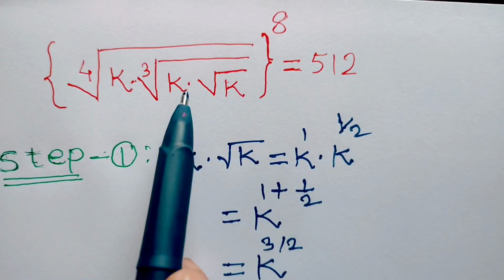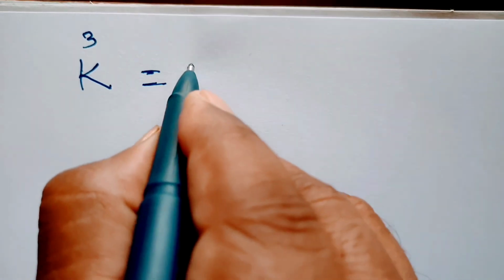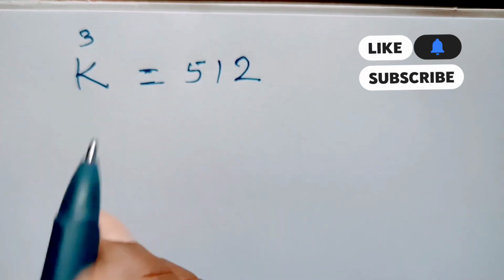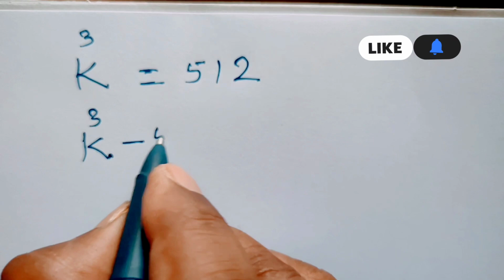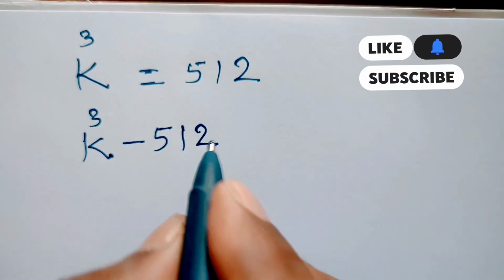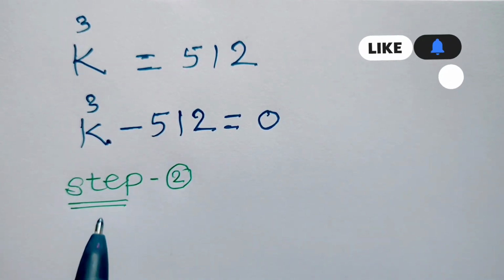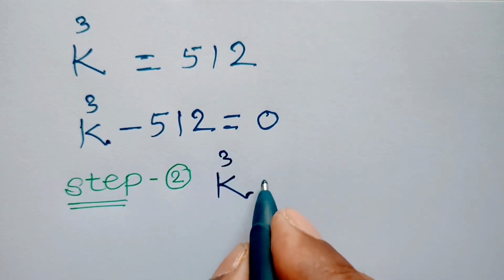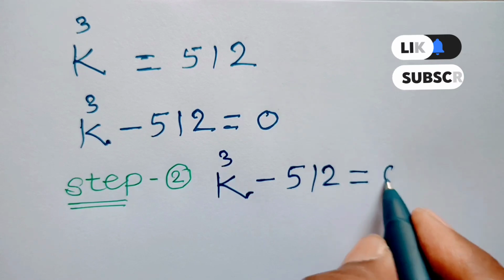Value of left hand side is k cube and right hand side is 512. K cube is equal to 512. Shift this 512 to the left hand side. This can be written as k cube minus 512 is equal to 0. Now step 2, we have to solve this equation k cube minus 512 is equal to 0.